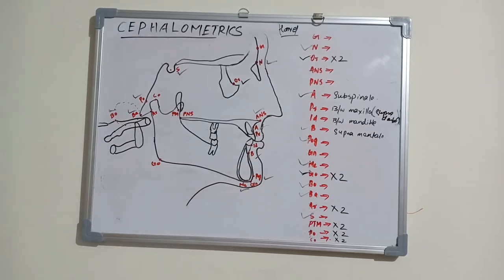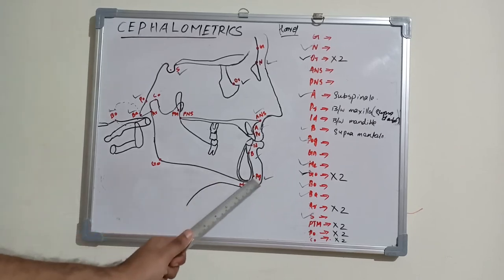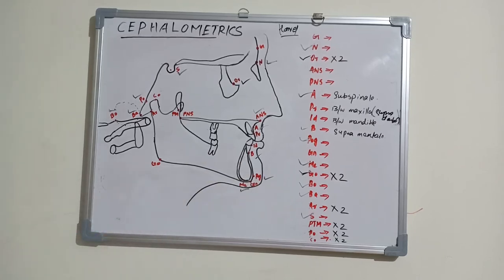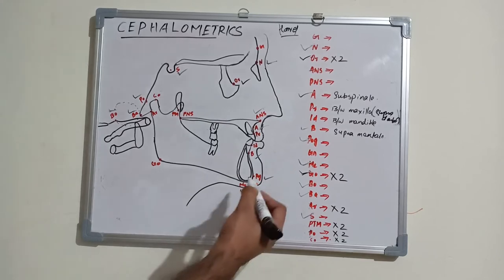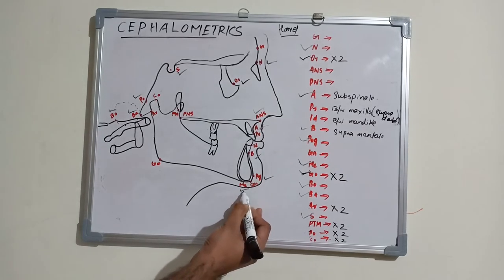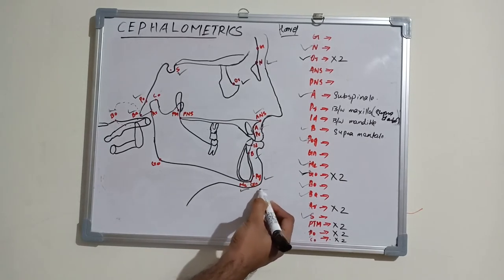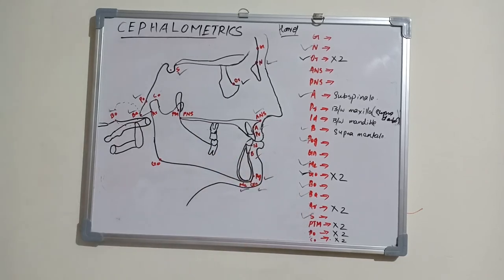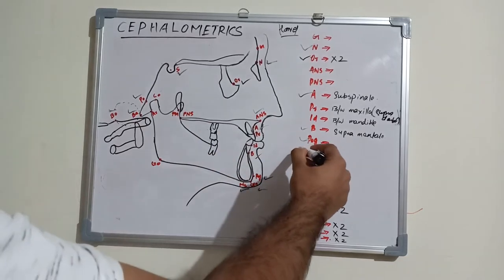Next we have gnathion. So gnathion is coming in between. It is the most anterior inferior point. This is most anterior, this is most inferior, so this is the anterior inferior point. That is gnathion.